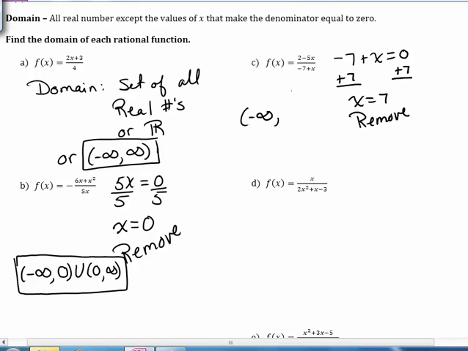We go up to the value that we need to remove, which is 7. Use a round bracket that takes 7 out of our domain. And then the big capital U, we pick up right where we left off at 7, and then we go up to positive infinity. So this is all real numbers except for this one value 7 that we've removed using those round brackets.